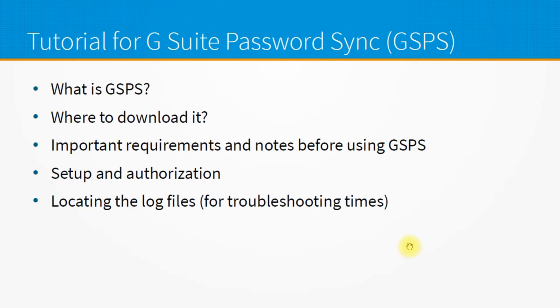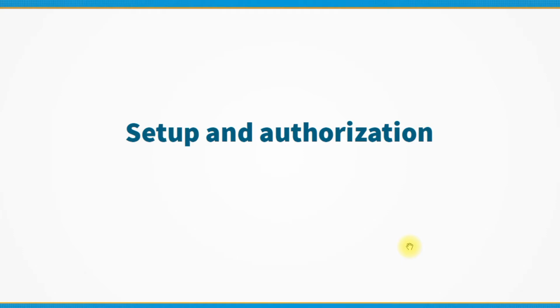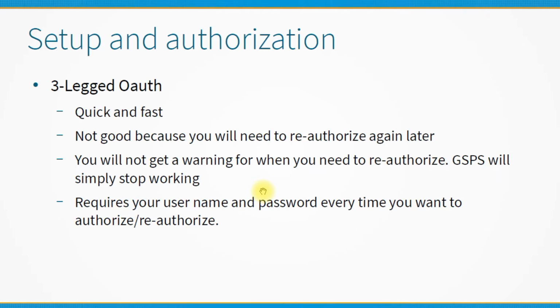So that being said, as I mentioned, we will go to the setup and authorization steps now. Before I show you the practical steps, I want to talk first about the types of authorization and the differences between them. Basically we have two ways to authorize the GSPS tool. The first is the three-legged OAuth method, which is basically the same way you log in to your Gmail or your Google Drive account.